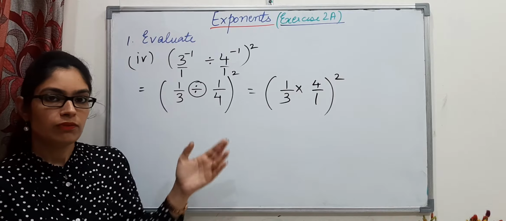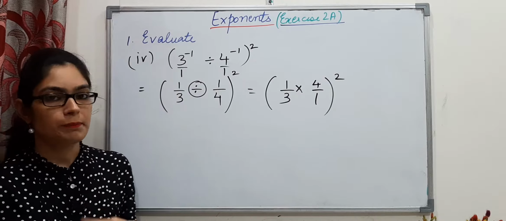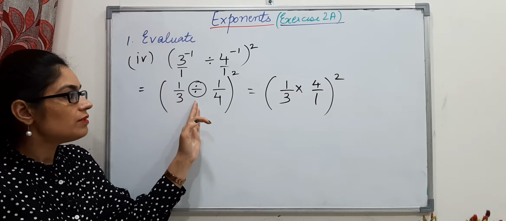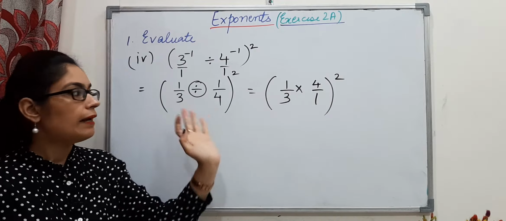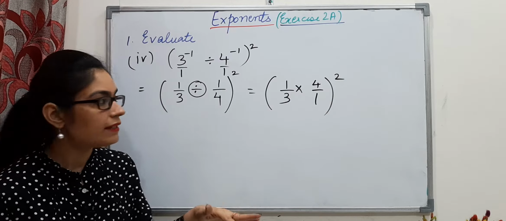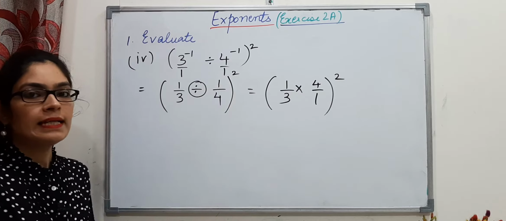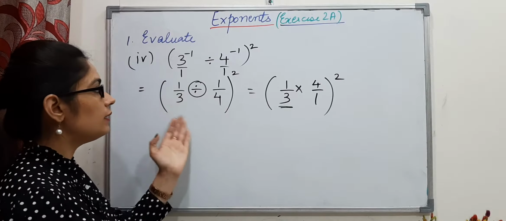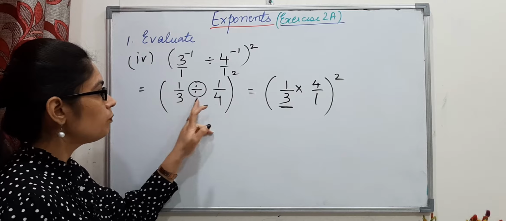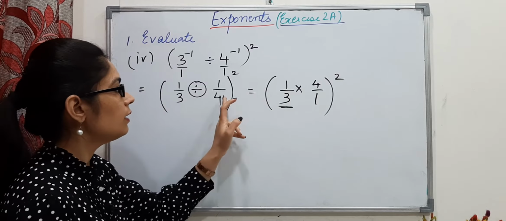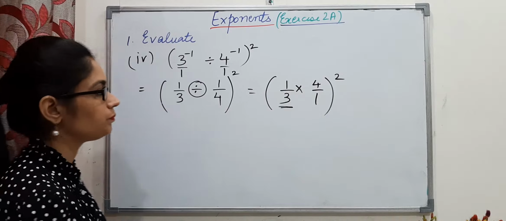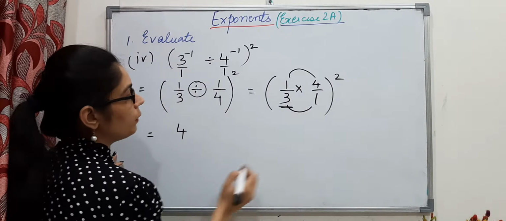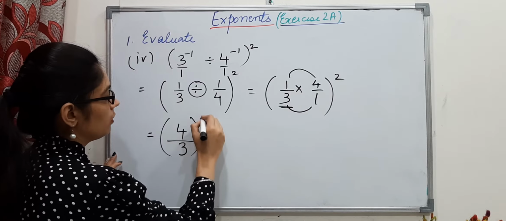See, first we made the powers positive by taking the reciprocal of the bases. Then, because we cannot solve division directly, we changed this division sign to multiplication, and whenever we change division into multiplication we have to take the reciprocal of the number written after the division. This number needs no changes, 1 by 3 as it is. So 1 by 3, division changed to multiplication, and 1 by 4 changed to 4 by 1. So we can multiply now. 1 into 4 is 4, 3 into 1 is 3, whole square.